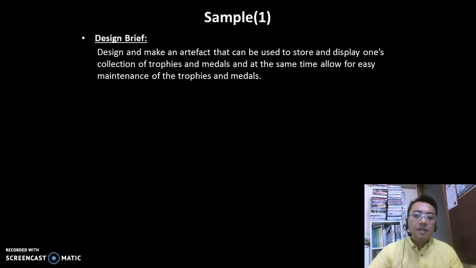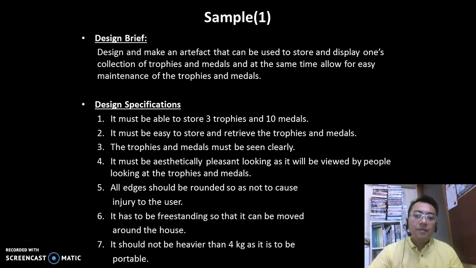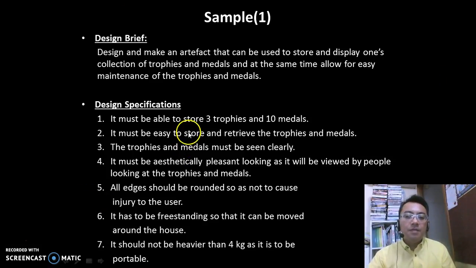Here is a sample of a design brief done by previous year students. For the design brief in this sample, design and make an artifact that can be used to store and display one's collection of trophies and medals, and at the same time allow for easy maintenance of the trophies and medals. And here are the list of design specifications. It must be able to store 3 trophies and 10 medals. It must be easy to store and retrieve the trophies and medals.